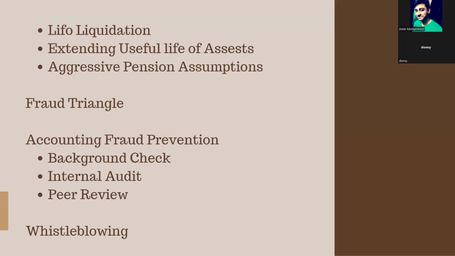We have seen 6 points under red flags in accounting. The further 3 pointers will be taken over by me, Mr. Amin. So the first point under this is LIFO liquidation. If a company sells more units than manufactured in a period, then the closing stock, compared to the opening stock, will be less.